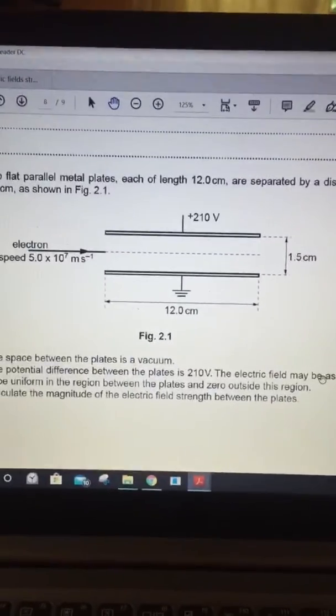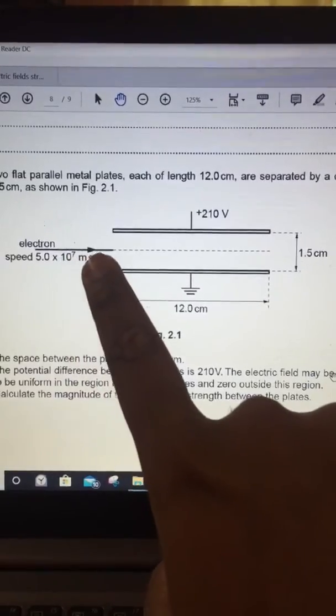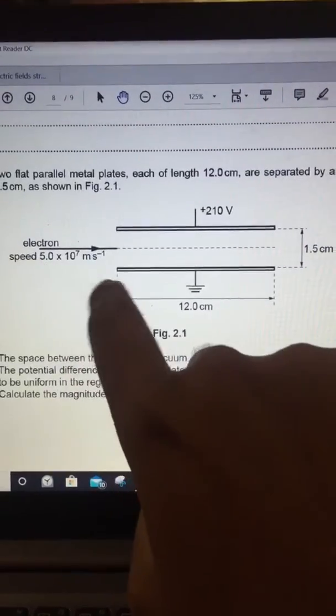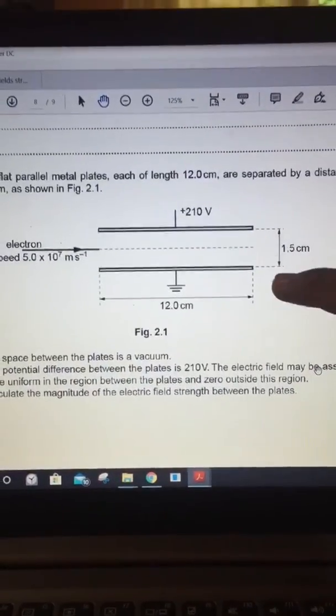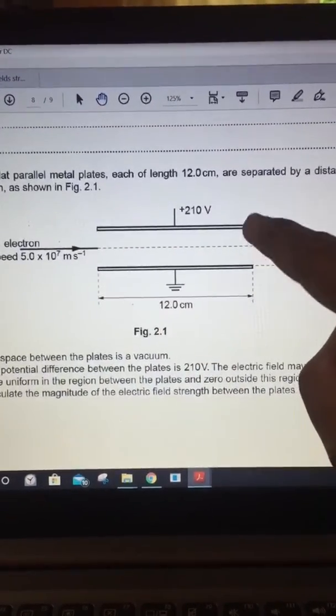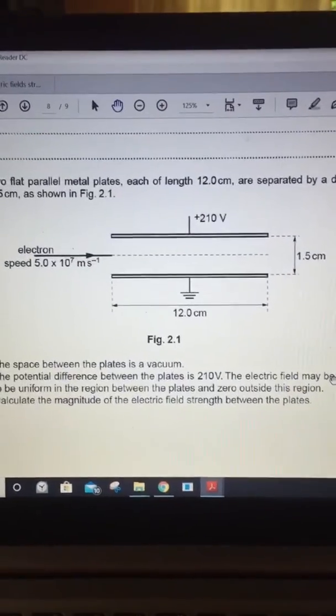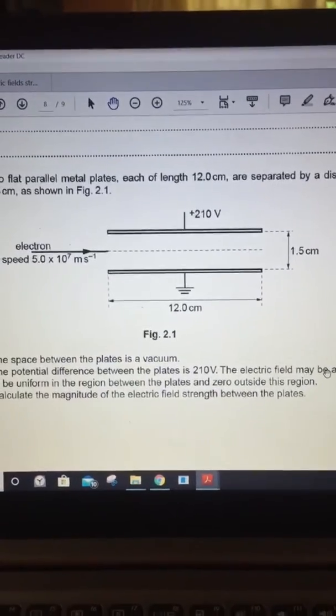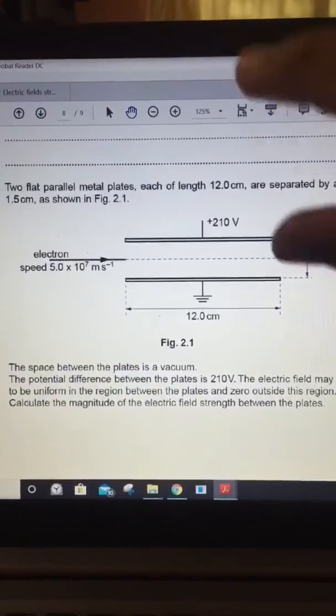So what we have is a situation like this, where an electron is coming in with 5 times 10 to the power 7. The separation of the plates is 1.5. It is entering the region midway, that is at 0.75 from the bottom or top. The length of the plates is 12 centimeters, and in the earlier part you have calculated the electric field strength. Now what is going to happen to this electron when it enters this region?